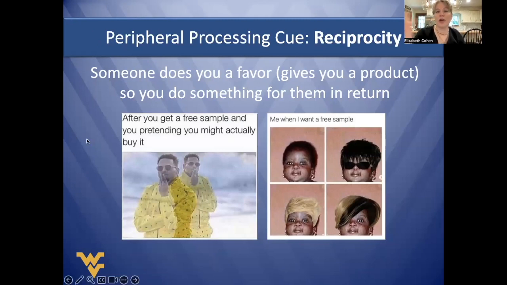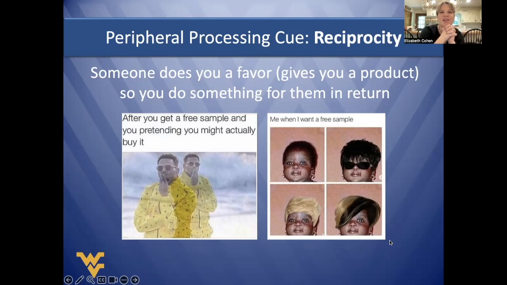Okay, so for the rest of the lecture, we're going to be talking about different types of peripheral processing cues. These are all different ways that marketers or even people in your life can appeal to your peripheral processing proclivities. So one of them is reciprocity.